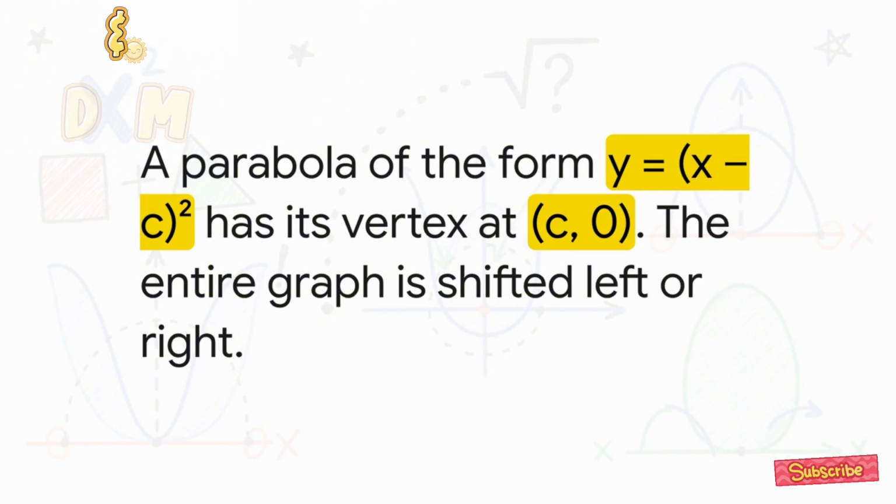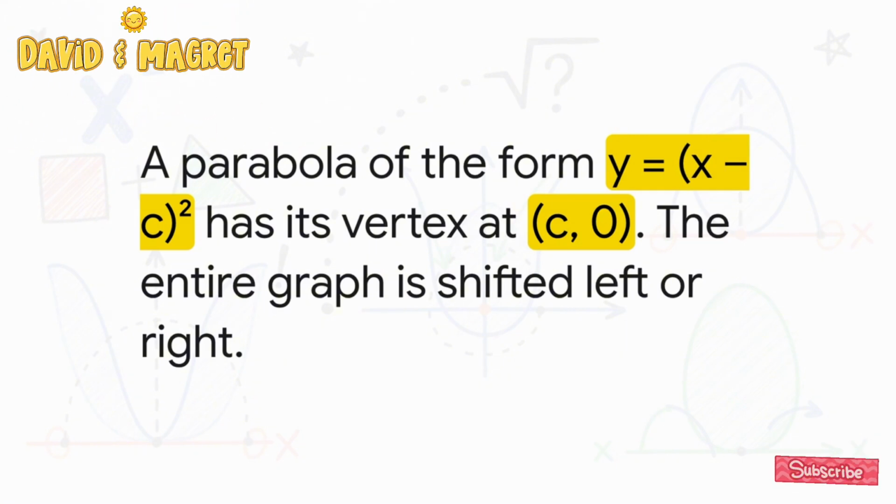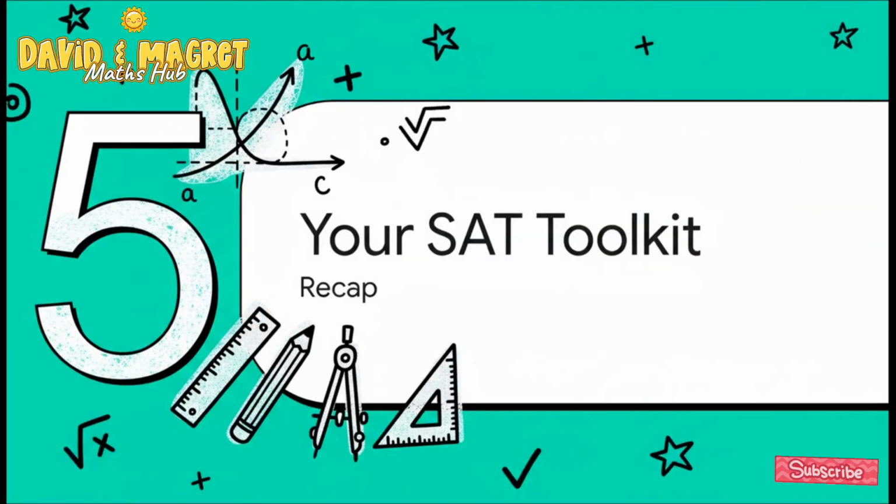If you see y equals x minus c squared, you might think that minus c means move left, but it's the reverse. Here's the trick. Ask yourself, what value for x makes the inside of this parenthesis 0? For x minus 2 squared, the answer is positive 2. So the vertex moves 2 spots to the right. And there you have it. You've just added a powerful set of skills to your mathematical toolkit.